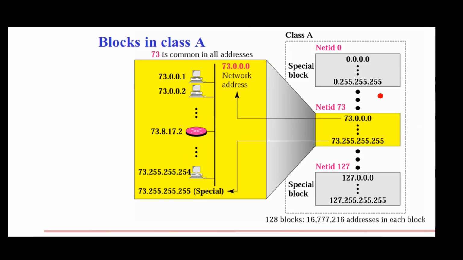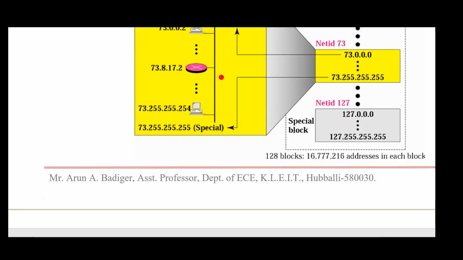Okay, in class A, as we have seen, the first byte will be the network address, so that is fixed here. The remaining 3 bytes will change, 0.0.0. They can vary from 0 to 255. So that many hosts are possible. Again here the network ID is 73, and 73 is fixed, whereas 0 to 255 hosts can change. That is one example of a class A network address.